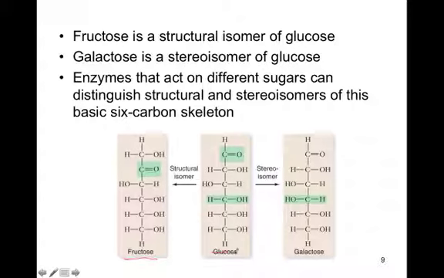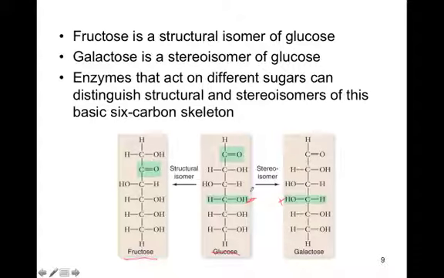Galactose is a stereoisomer of glucose. That is, it has all the same components, but you'll notice here in this middle portion that the hydrogens and hydroxide groups are on opposite sides of the carbon chain. Perhaps this helps you understand the difference between structural and stereoisomers. Enzymes that act on different sugars can distinguish between structural and stereoisomers of this basic 6-carbon skeleton.